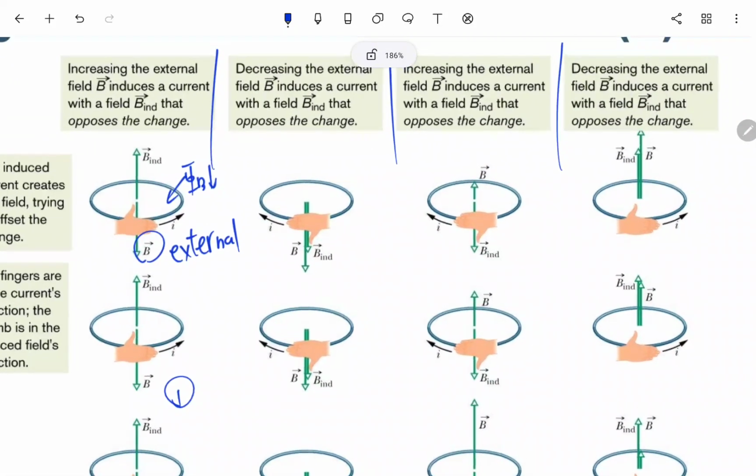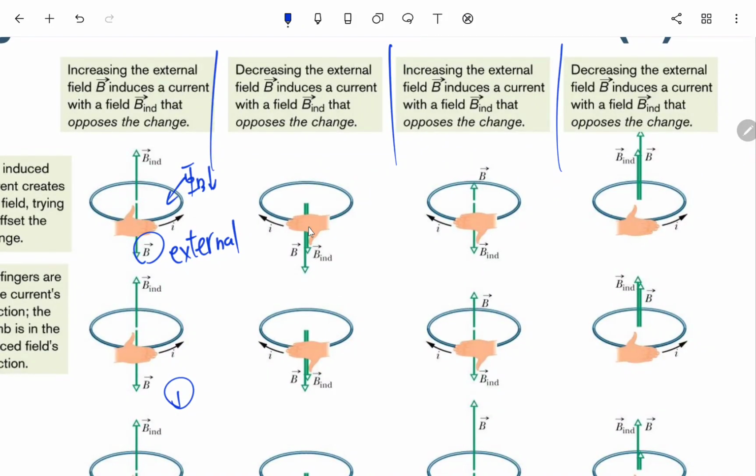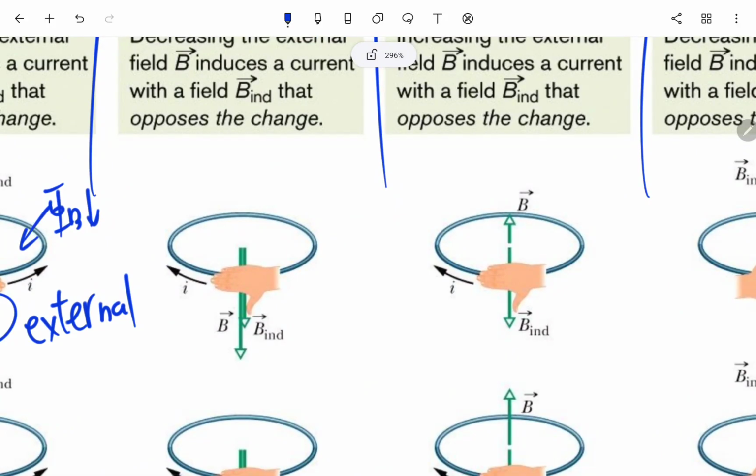And then for the second case, this B field is still pointing downward, but here the B field is actually decreasing. So decreasing the external field B induces a current with a field B induced that opposes the change, still opposite the change. But you can see here, this phi B is still pointing downward because B is pointing downward. But this phi B is decreasing.